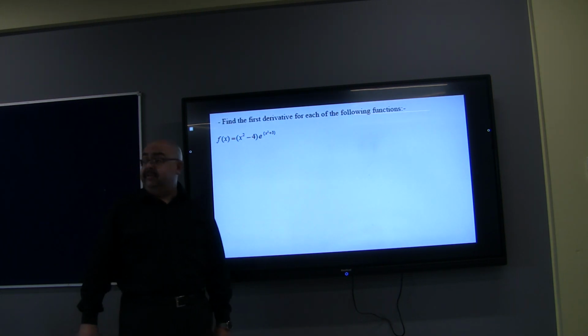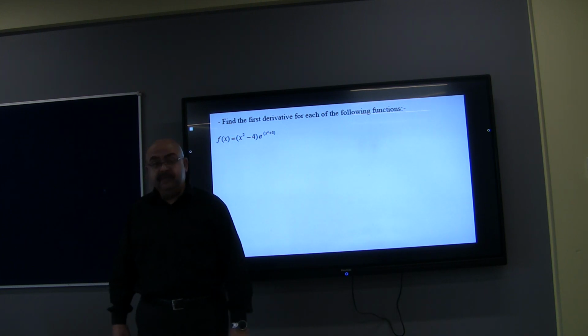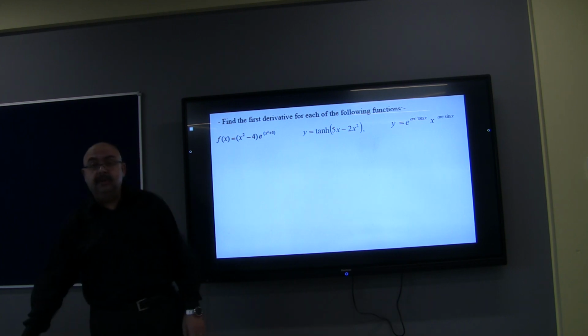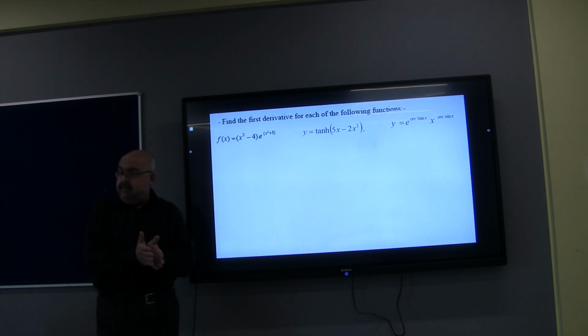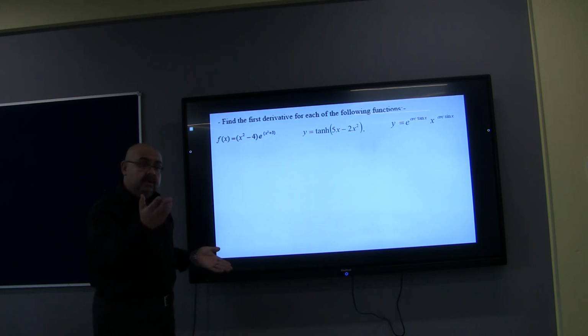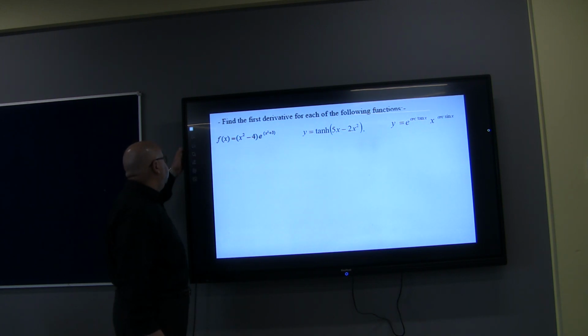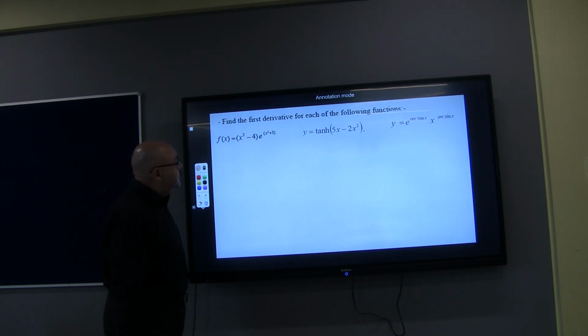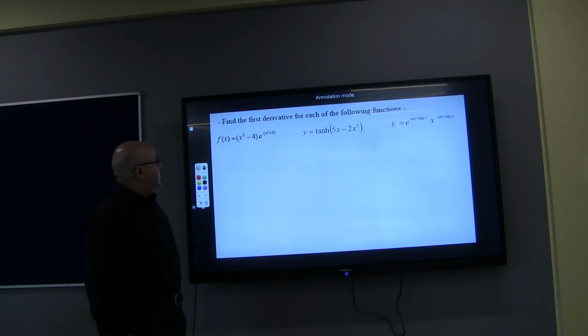I need the first derivative. I will go through derivatives. I need the first derivative for each one of these problems. Of course, in your exam, you will have plenty of problems to get the derivative of, so this is going to be a bunch of this. I need you to go through derivatives in detail. If I start with the first function, which is x squared minus 4 times e to the power of x squared plus 3, can you do it?